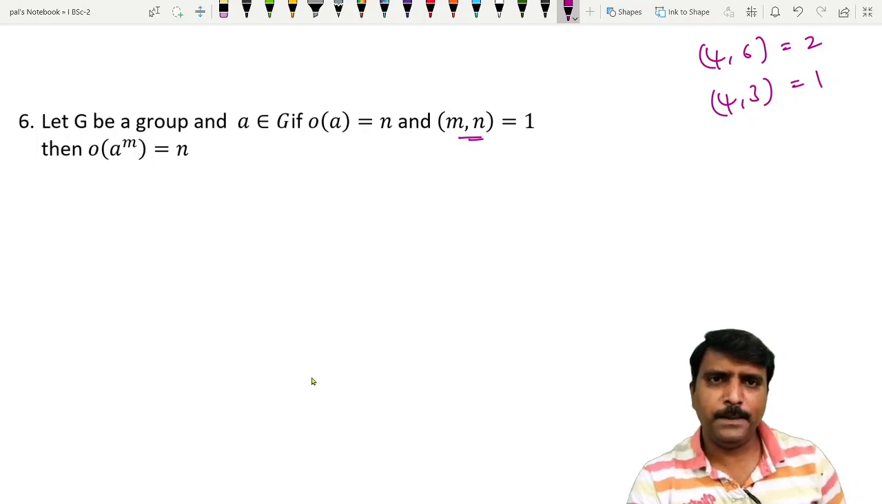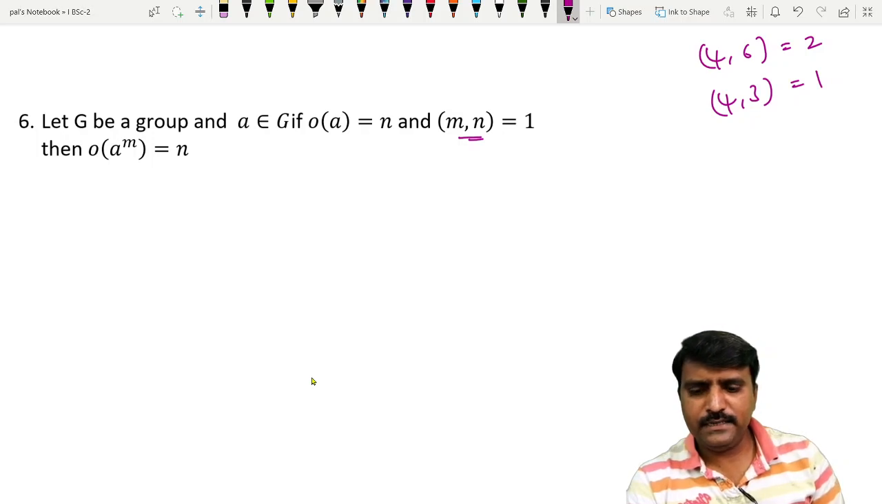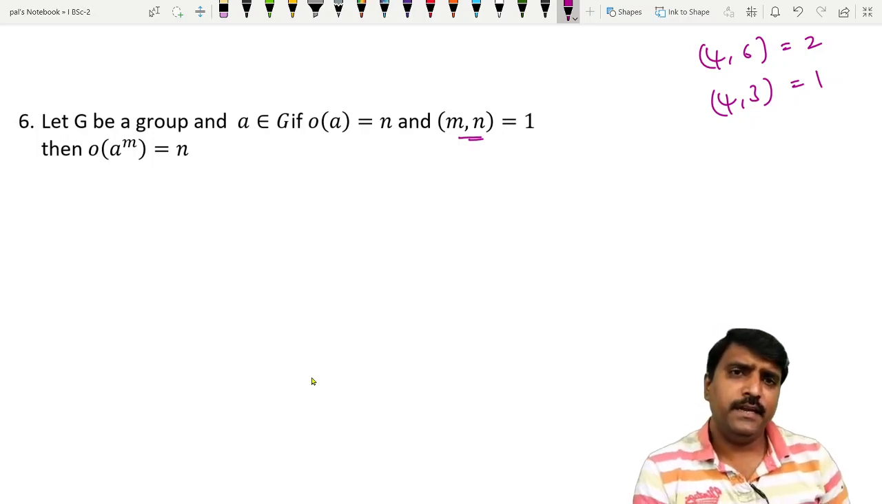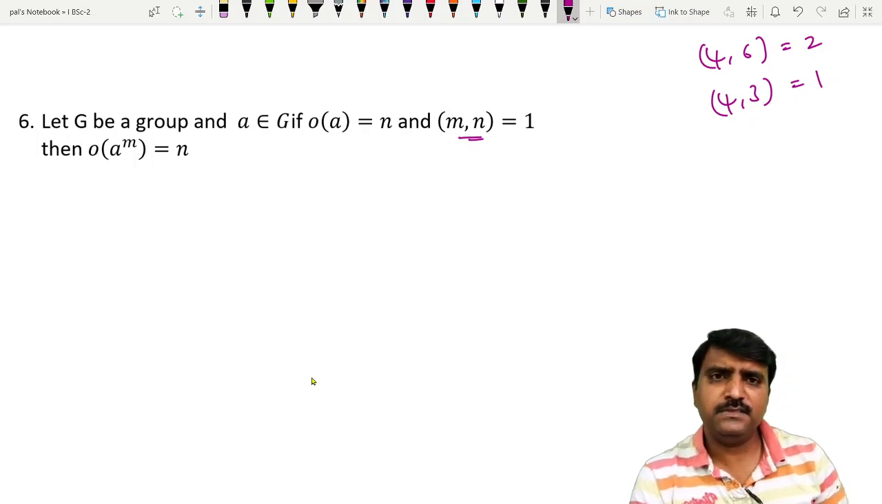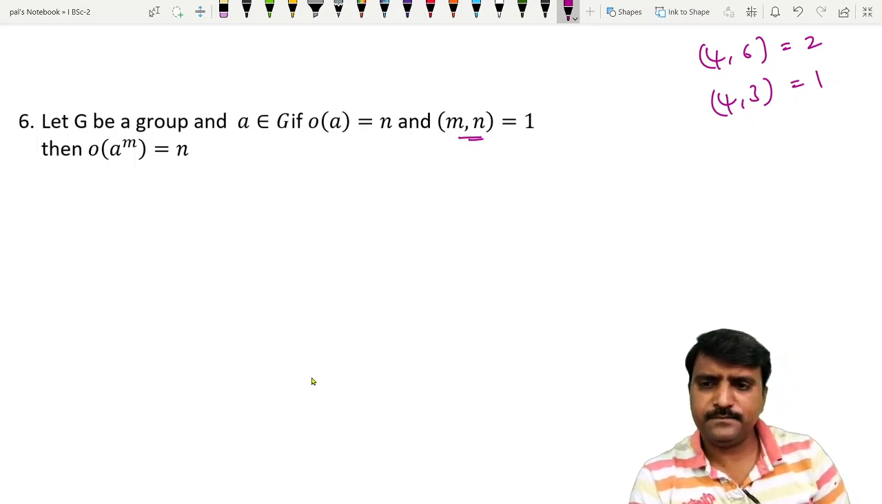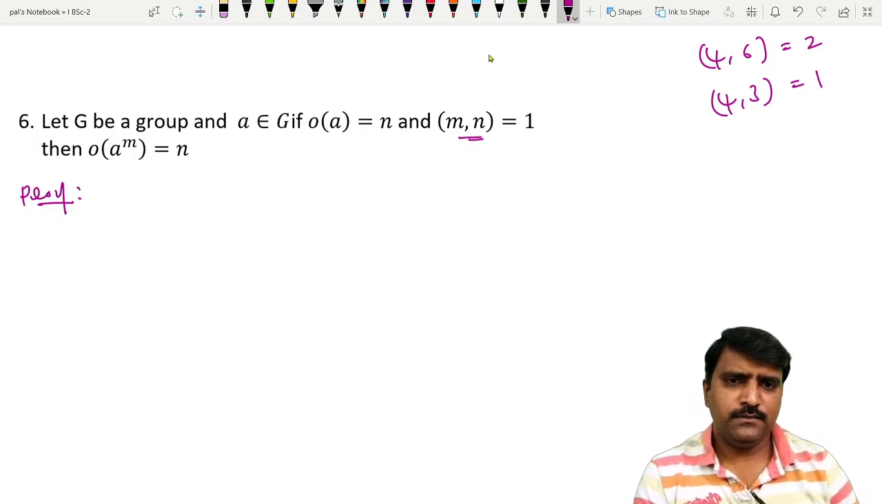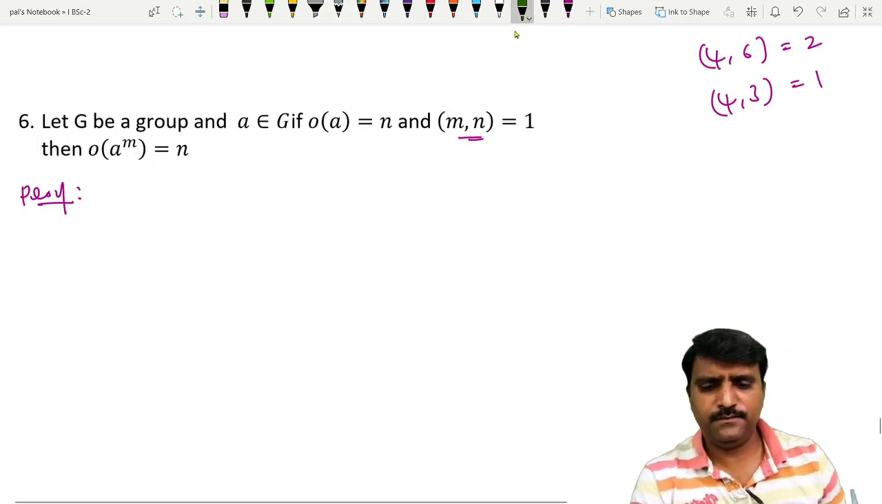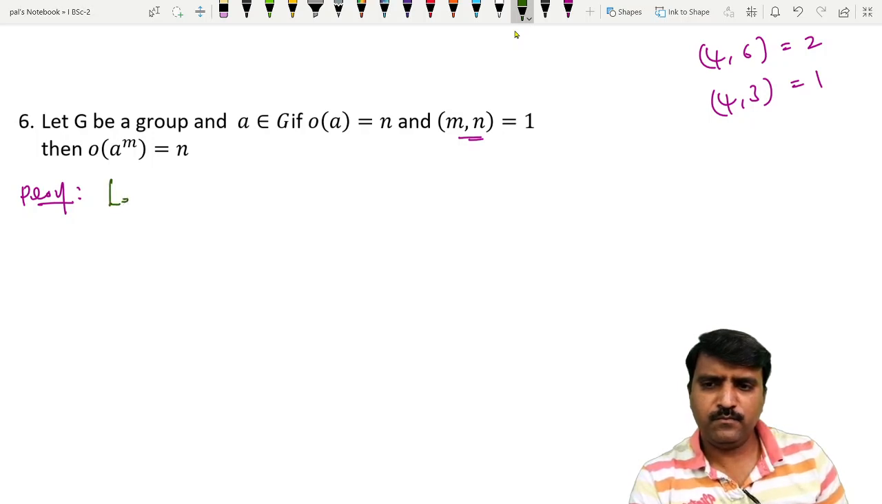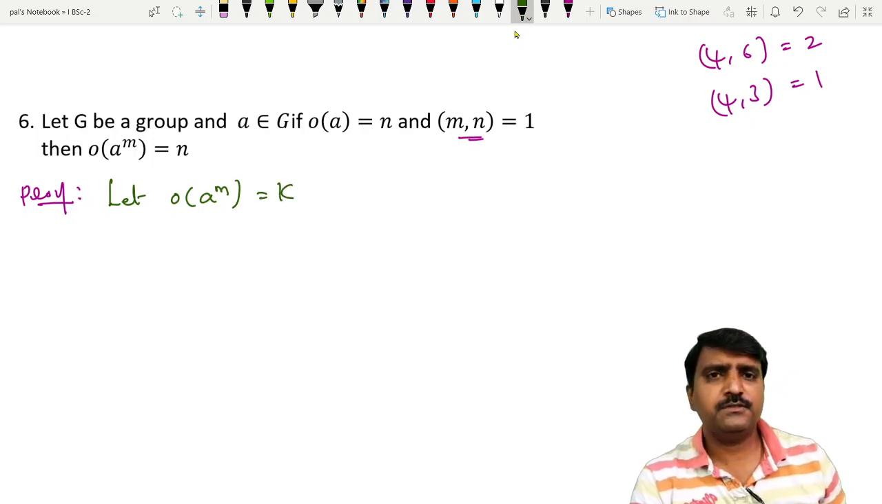Okay. So to prove this result, let the order of A to the power of M be some integer K. We don't know what it is, so it is K. Actually, what is the order of A? The order of A is N. So the order of A to the power of M is K, which means K should be less than or equal to N. That is one of the properties. So we proved that in the beginning.